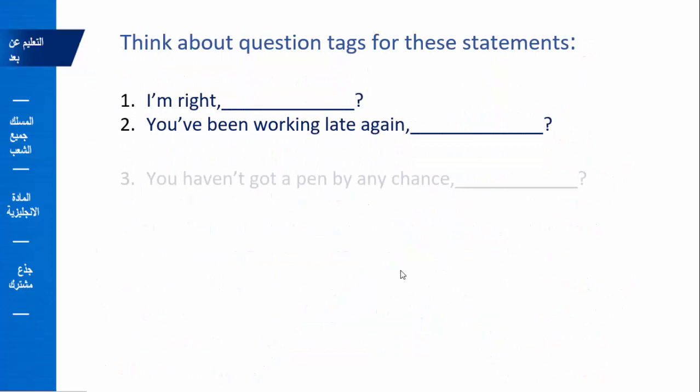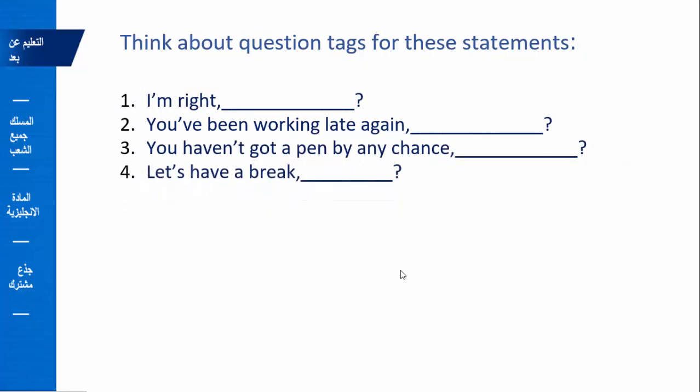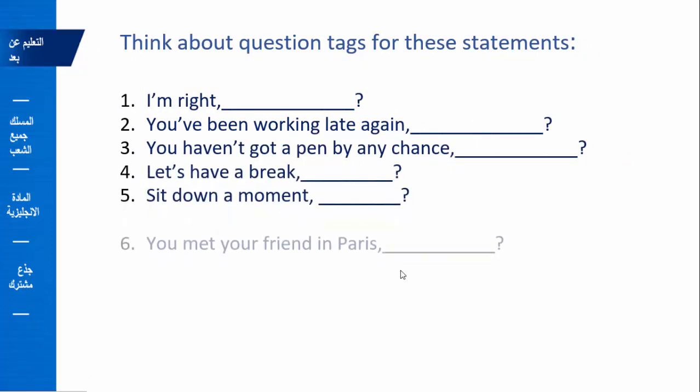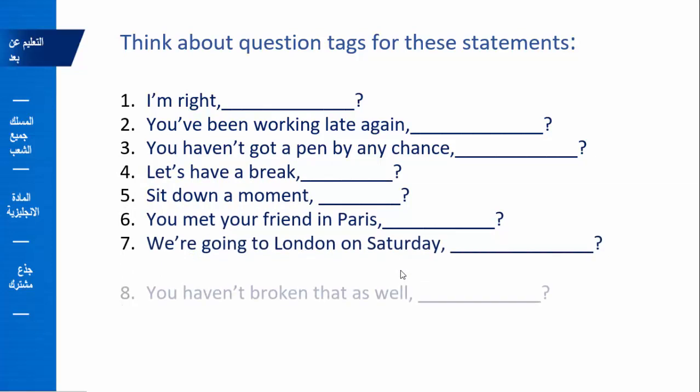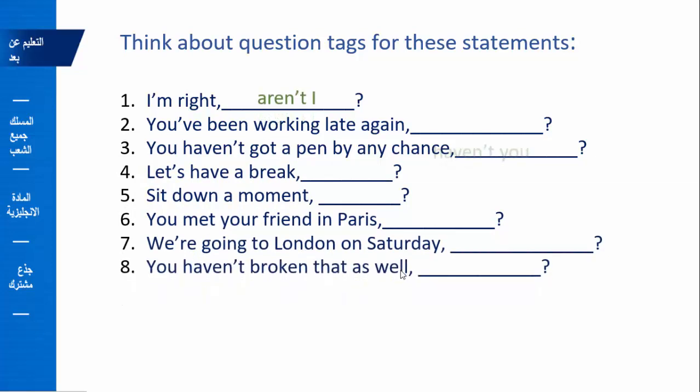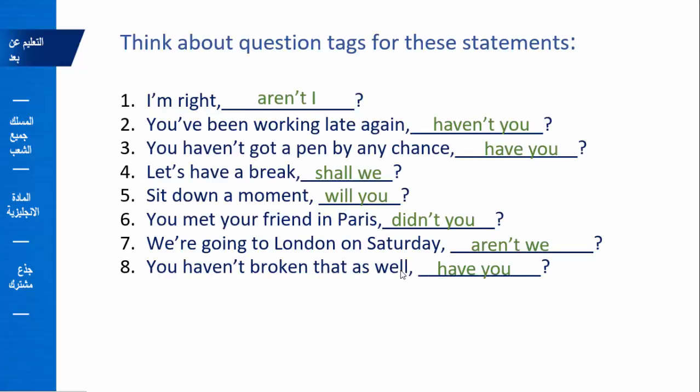Next, here we have some questions. Think about question tags for these statements. Okay, so here we have the answers to these question tags. Okay, so I'm right, aren't I? It's not amn't I, it's aren't I.